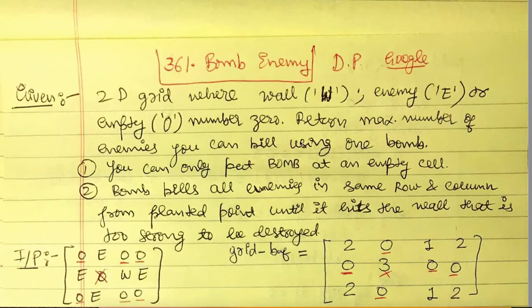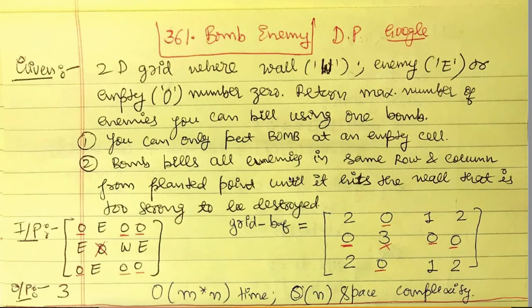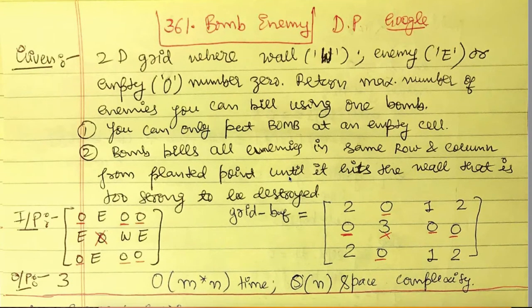So the question says that you have a 2D grid where there are three symbols in that grid. Capital W means wall, capital E means enemy, and 0 means empty. We have to return the maximum number of enemies which we can kill using just one bomb. There are two conditions. We can place a bomb only at an empty cell. So basically the bomb can be placed only in places where there are zeros. And second, the bomb is powerful enough to kill all enemies in the same row and column.